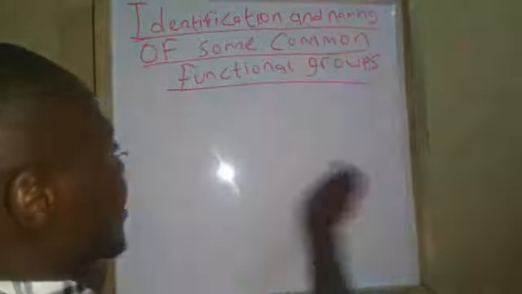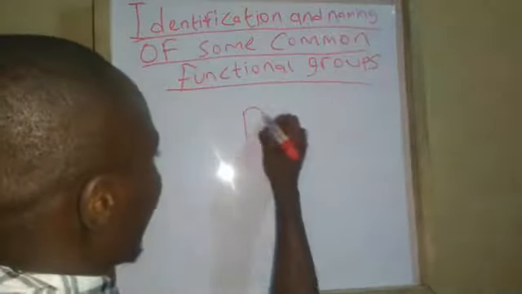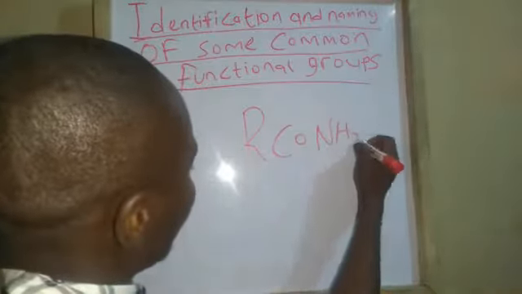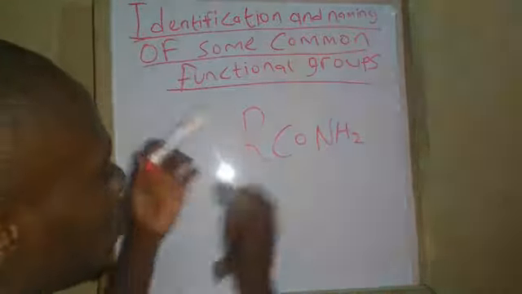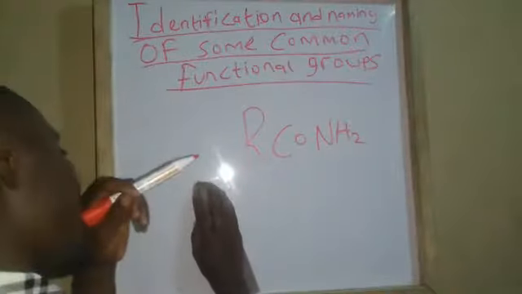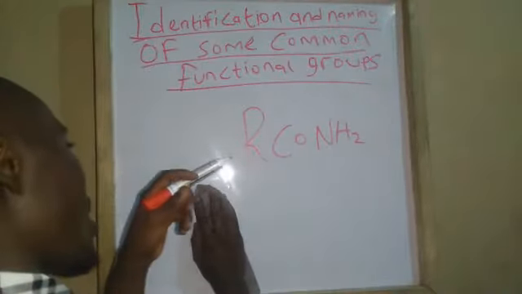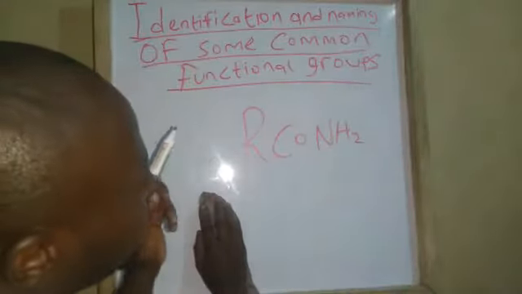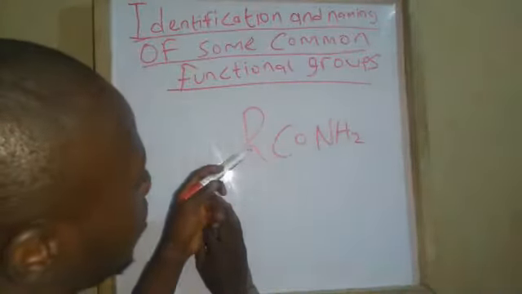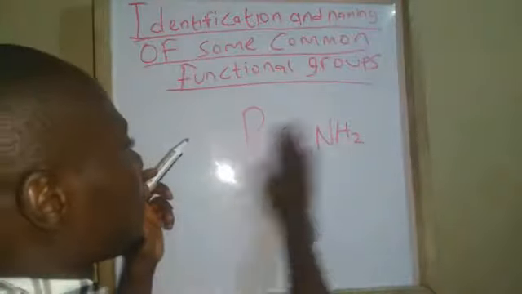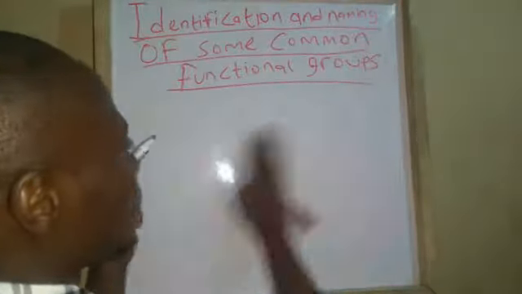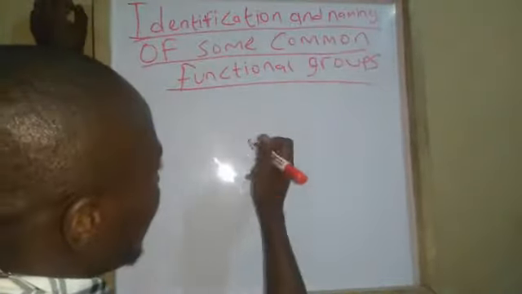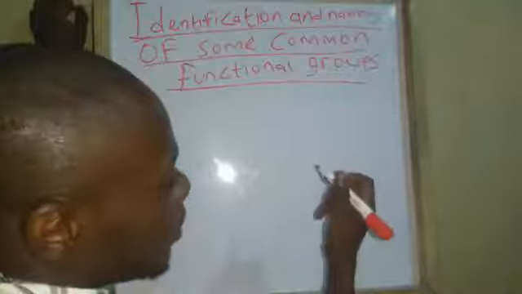So let's talk about the amide also. They have the formula RCONH2. Are you getting it? Let me write for propanamide. So RCONH2. In propanamide, prop means 3, so we must not have more than 3 carbons.